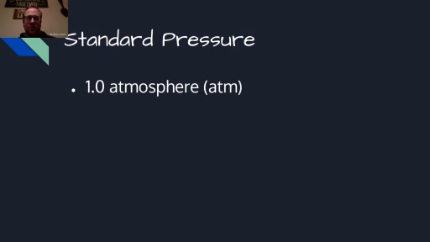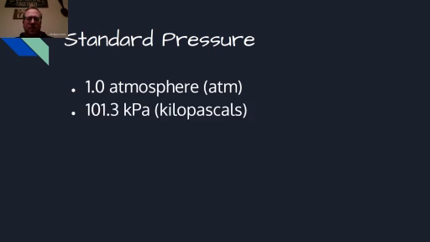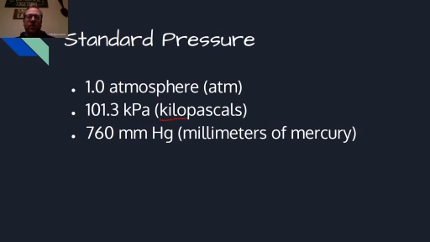And so we have 1.0 atmospheres is going to equal 101.3 kilopascals. Notice that that's kilopascals and not just a pascal, so that's 1,000 pascals. So 101.3 kilopascals is 1.0 atmospheres. That equals 760 millimeters of mercury. And as we saw before, millimeters of mercury are the same as torr, so that's also going to equal 760 torr. That's what we call our standard pressure.